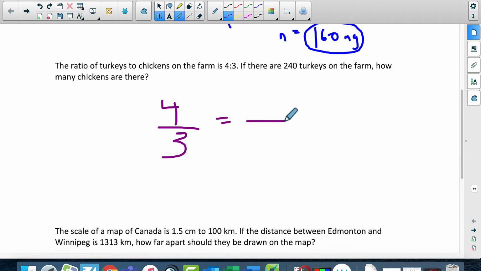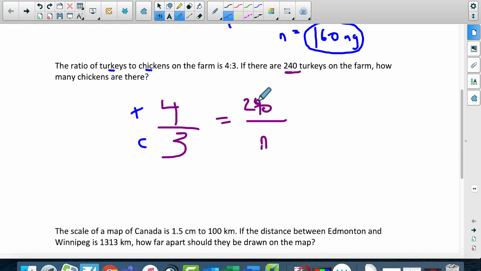Equals. So we're going to put another fraction over here. We have this 240. Now where are you going to put it though, top or bottom? Well, you can't answer that until you know what the 4 stands for and what the 3 stands for. It was turkeys to chickens. So the 4 is turkeys and the 3 is chickens. So the 240 is 240 turkeys, and turkeys are on top. Has to go up here. Again, we're trying to figure out this bottom number. So n or m or whatever you want would go there.